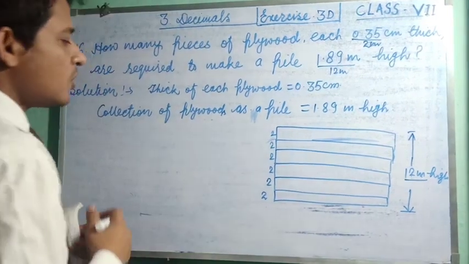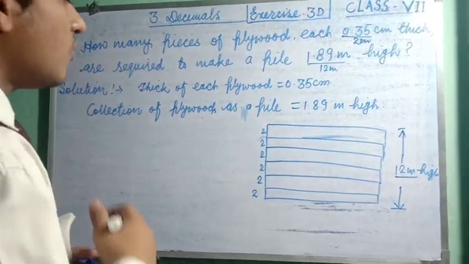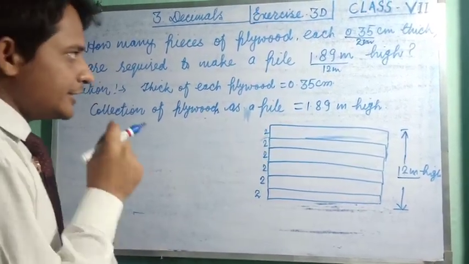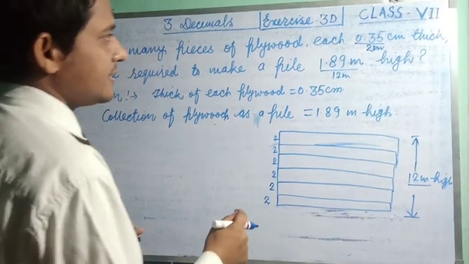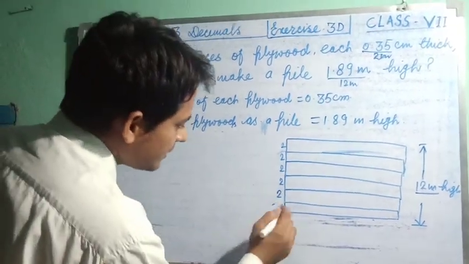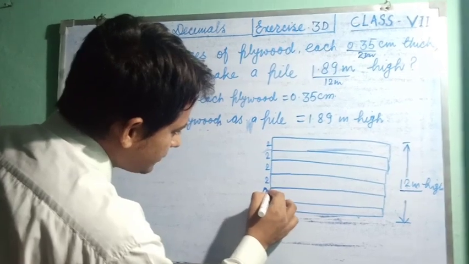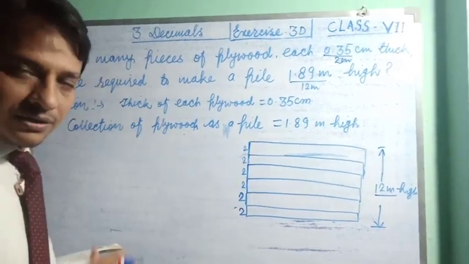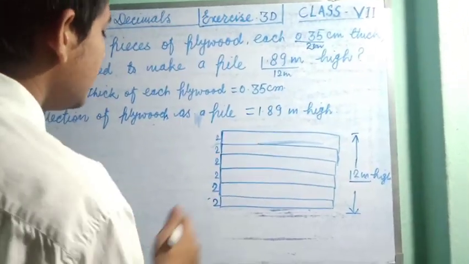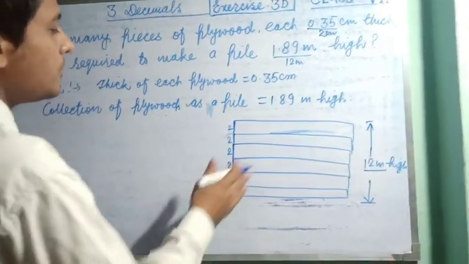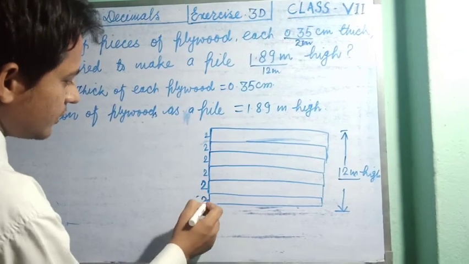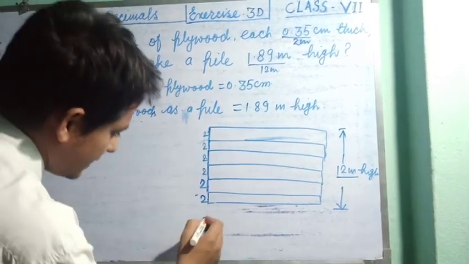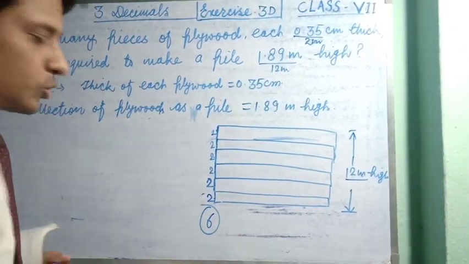The question says how many pieces of plywoods, each of thickness 2 meter. Suppose here is the 2 meter thickness, 2 meter, 2 meter, 2 meter, 2 meter, here is the 2 meter. Suppose this is a 3-dimensional figure. That means how many pieces? We can easily count 1, 2, 3, 4, 5, 6. Here are the 6 pieces. So the number is 6.